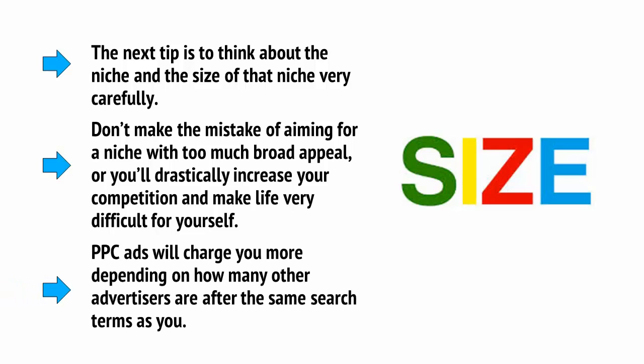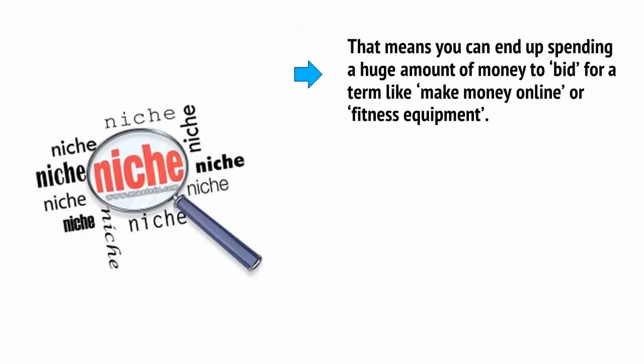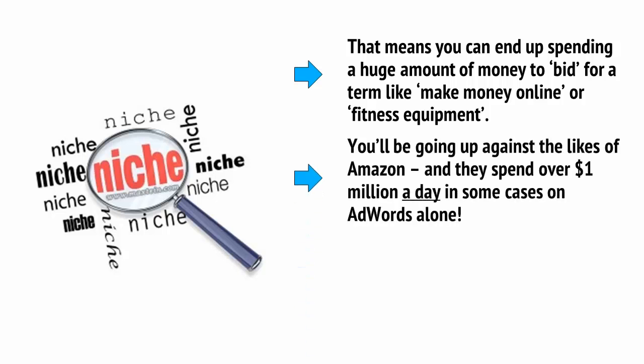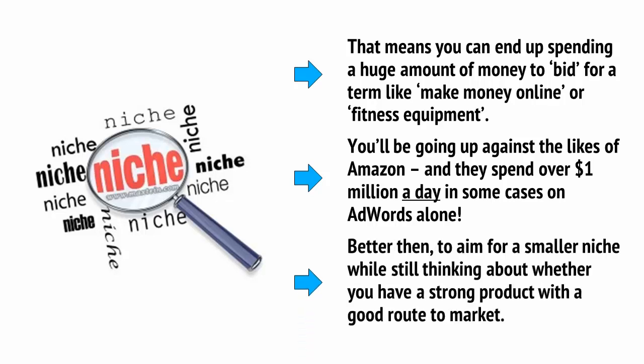PPC ads will charge you more depending on how many other advertisers are after the same search terms as you. That means you can end up spending a huge amount of money to bid for a term like make money online or fitness equipment. You'll be going up against the likes of Amazon, and they spend over $1 million a day on AdWords alone. Better then to aim for a smaller niche while still thinking about whether you have a strong product with a good route to market.